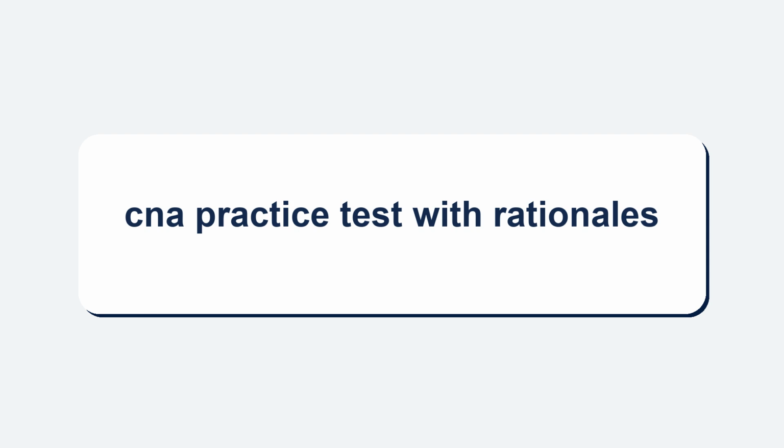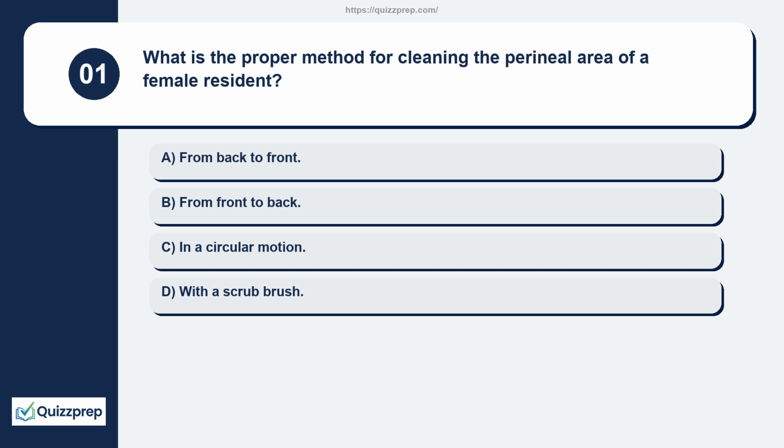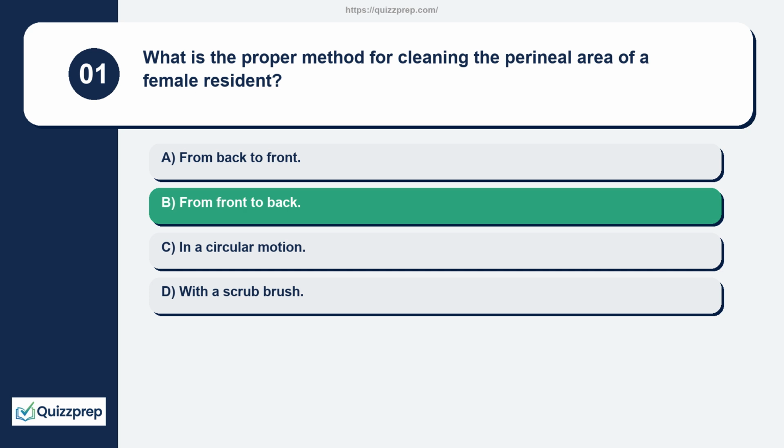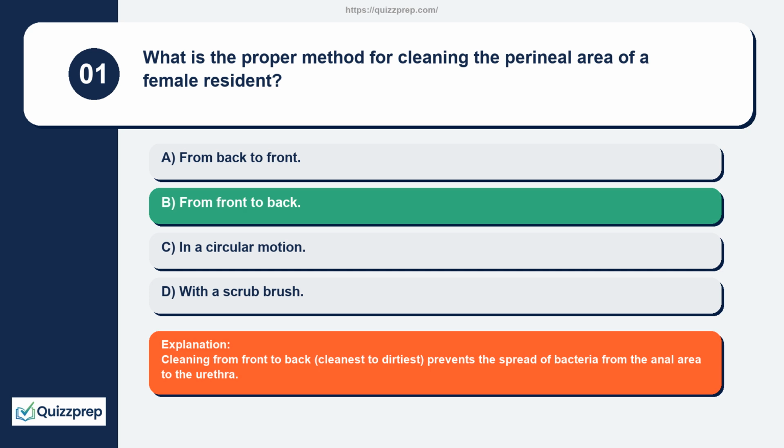CNA practice test with rationales. Question 1. What is the proper method for cleaning the perineal area of a female resident? From back to front, from front to back, in a circular motion, with a scrub brush. Cleaning from front to back, cleanest to dirtiest, prevents the spread of bacteria from the anal area to the urethra.